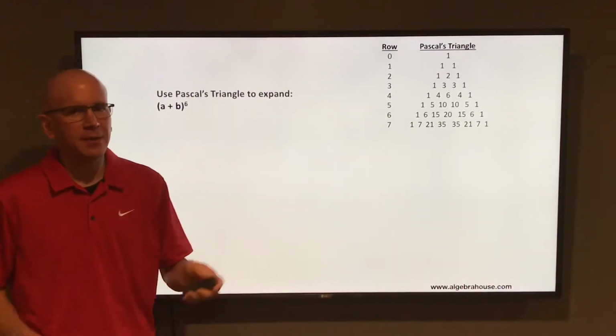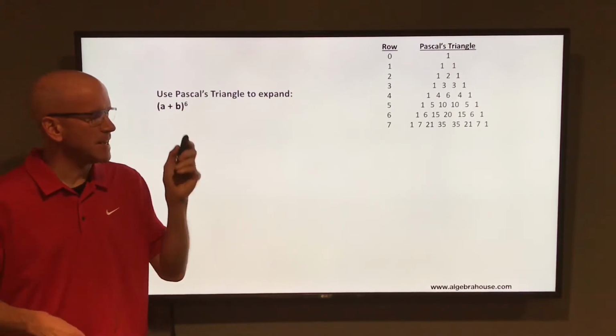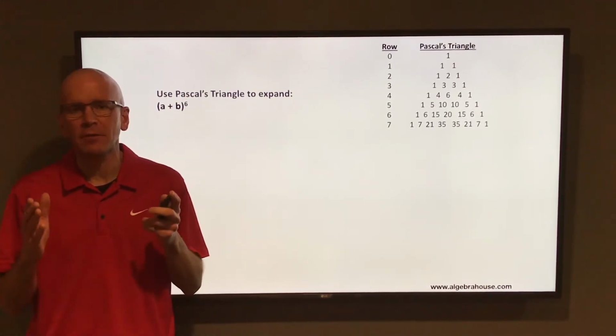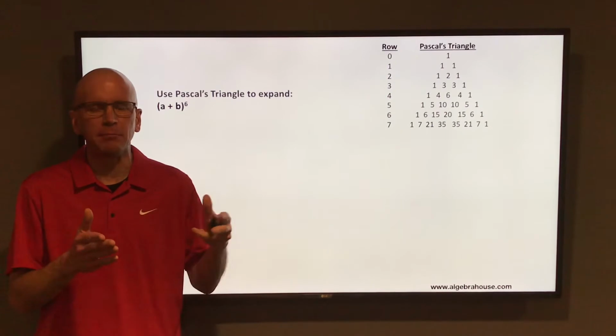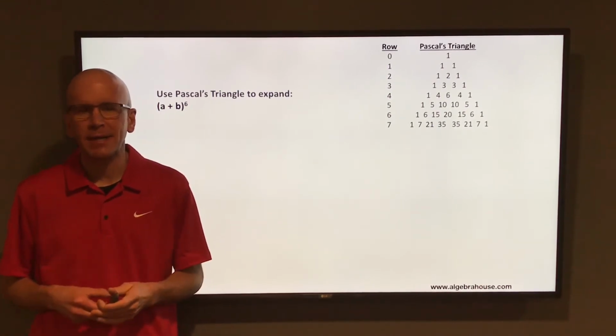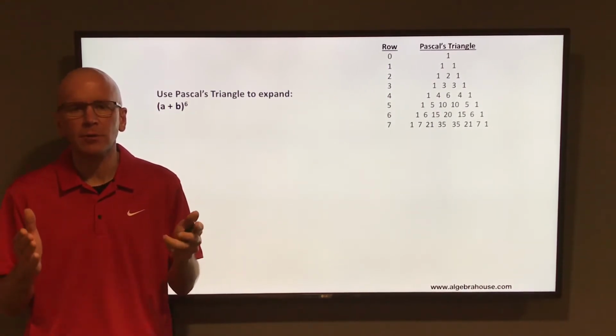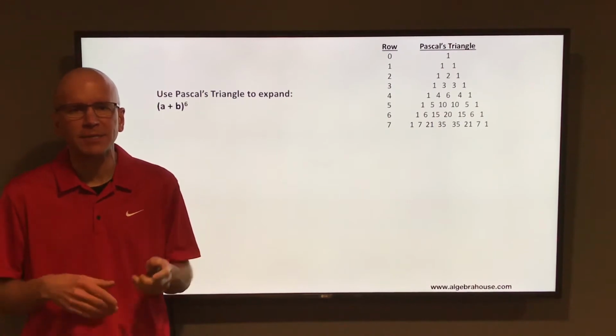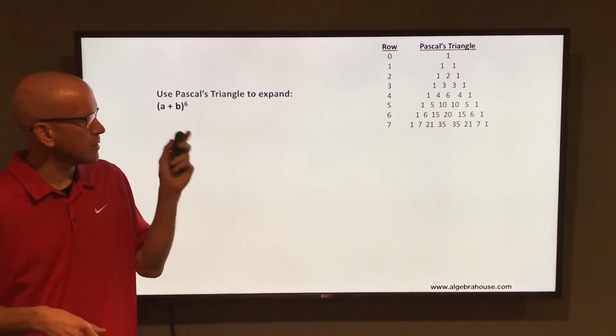Going to use Pascal's triangle to expand (a + b) to the sixth power. Now imagine how long that would take you. If you took a plus b and multiplied by itself 6 times, it would take you forever. Not only would it take you forever, you'd likely make a lot of mistakes in the process. So we're going to use Pascal's triangle.